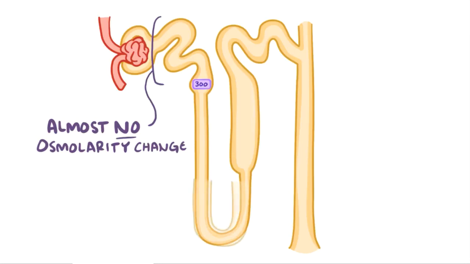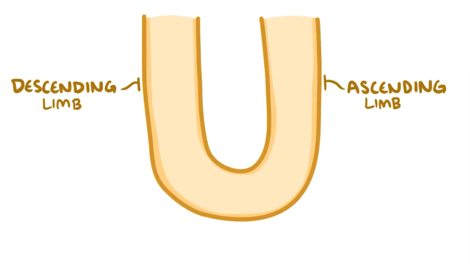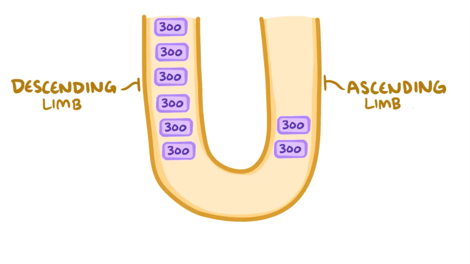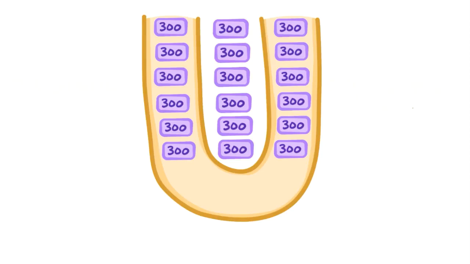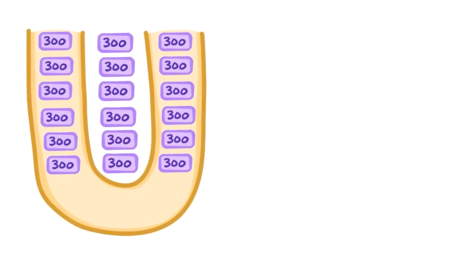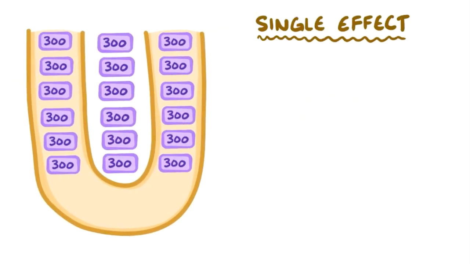We're going to focus mostly on the loop of Henle, so let's zoom in a bit to show the ascending and descending limbs. Now, to start, let's just assume that everything is 300 milliosmoles per liter, both in the tubule and in the interstitium. The first step of countercurrent multiplication is called single effect, and it involves the ascending limb on the right side.